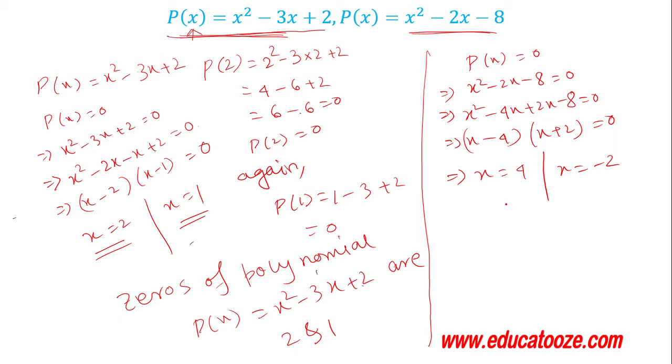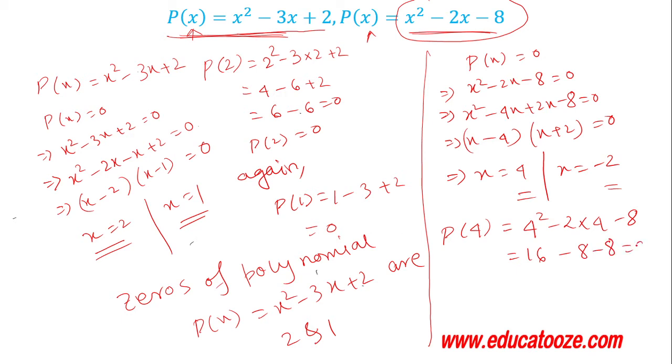That means the zeros of this particular polynomial are 4 and minus 2. That means P of 4 obviously will get 0. Let us verify. P of 4, that means we are putting the value of x equal to 4. That means it is 4 square minus 2 into 4 minus 8. That means 16 minus 8 minus 8, which is 0. That means P of 4 equal to 0. That means zeros of this polynomial are 4 and minus 2.